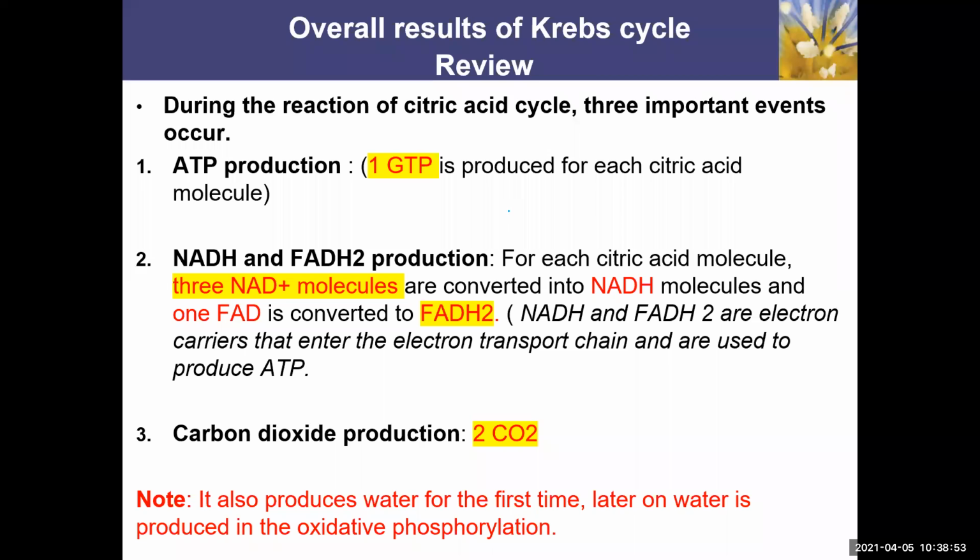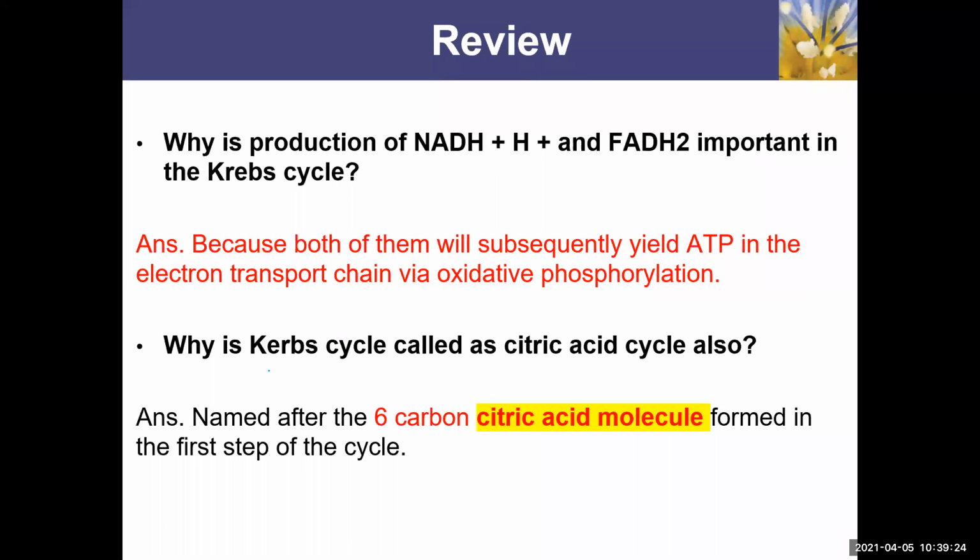So to sum up everything, I made this slide. What is the outcome? During the reactions of the citric acid cycle, or the Krebs cycle, 3 important events took place. One, we produced ATP in the form of GTP. Okay, we produced NADH and FADH2. Okay, and then we produced carbon dioxide, right? And other than that, now we'll move on to the next one. But before we move on, this one first.